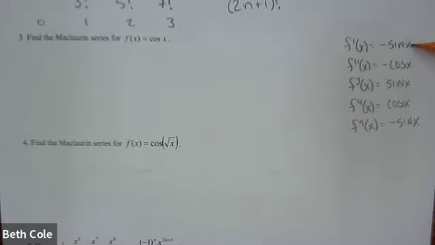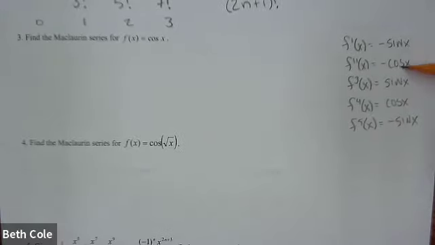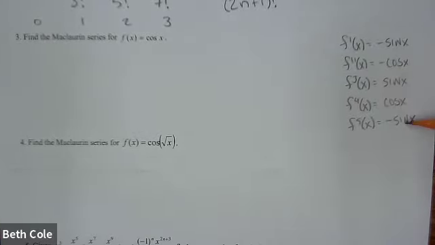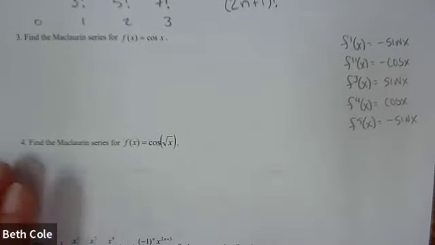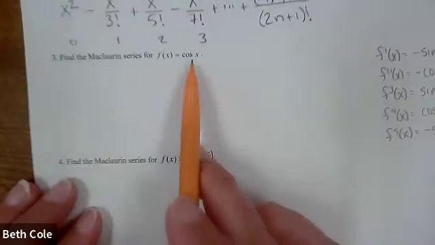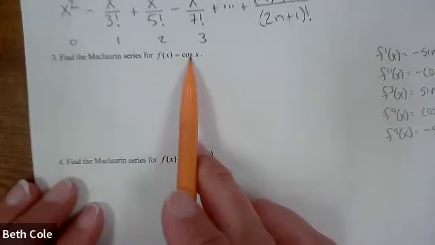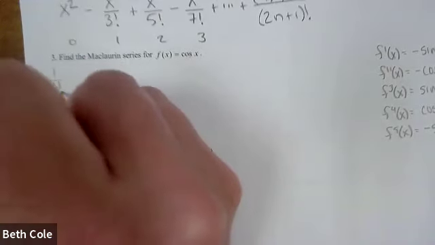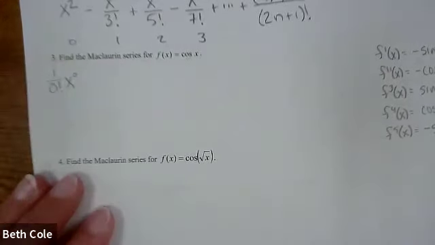So negative sine, negative cosine, positive cosine, negative sine. Cool. All right, buckle up. Maclaurin means we're going to plug in 0. So we're starting with the original function. Cosine of 0 is 1. So 1 over 0 factorial x to the 0.